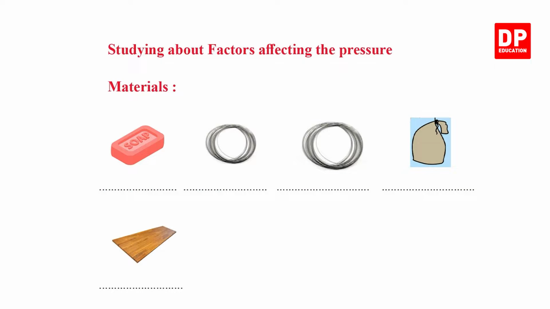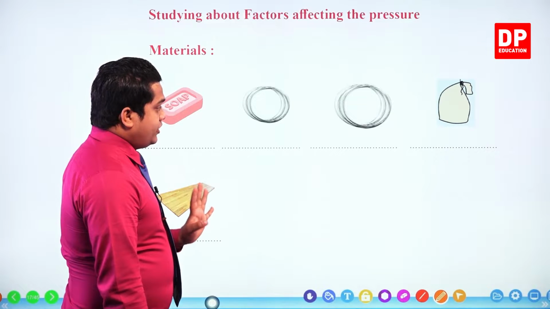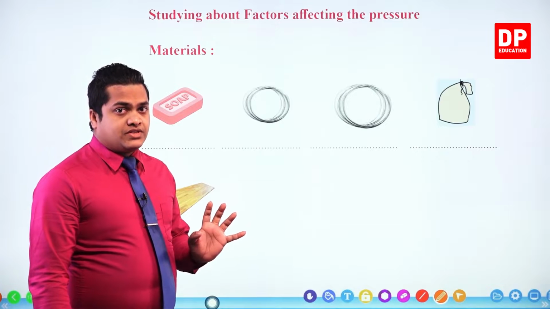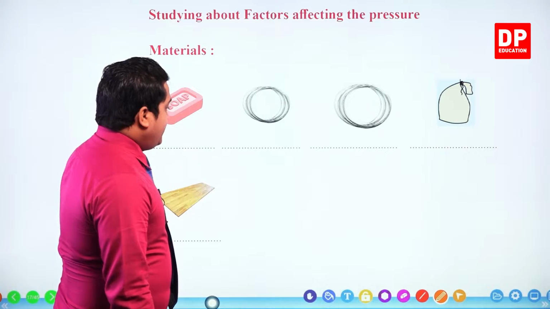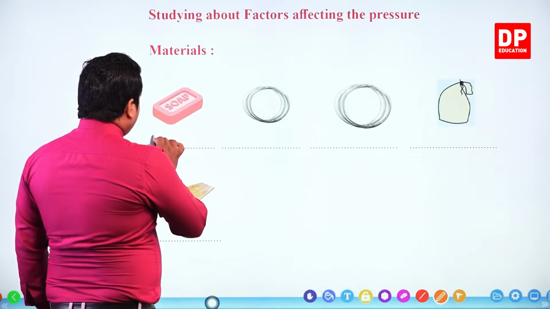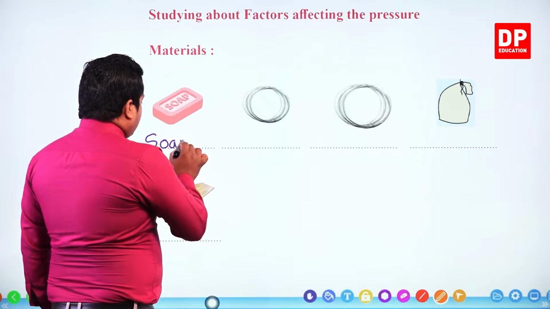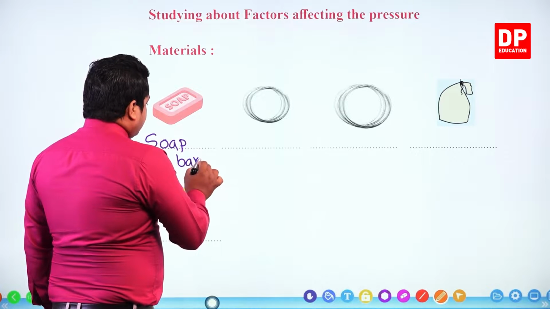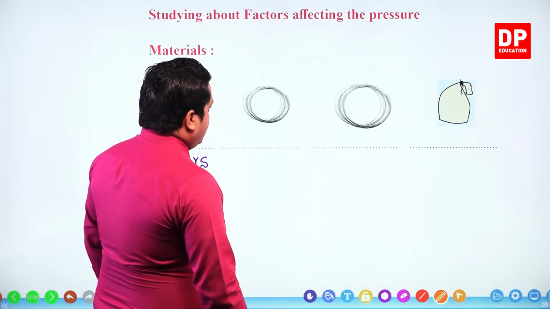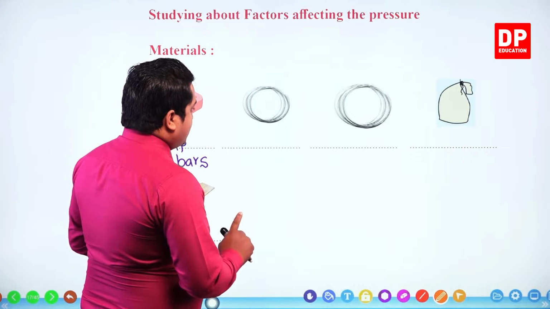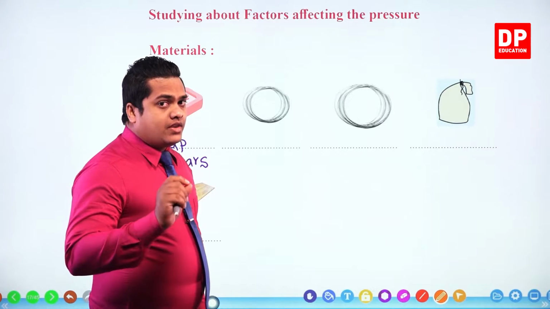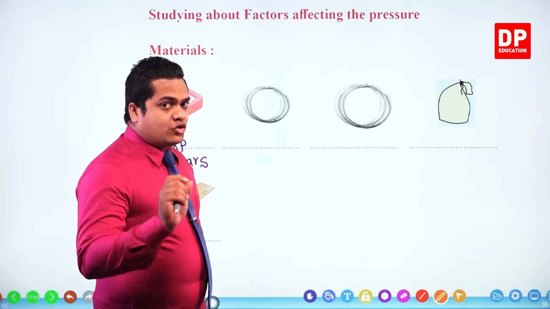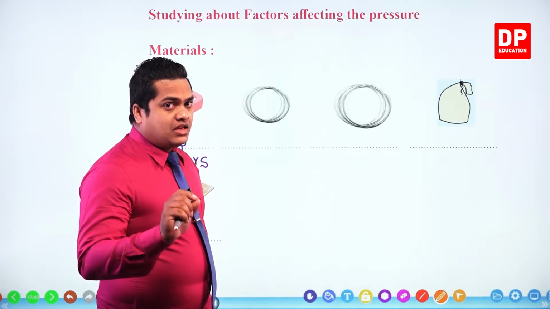Right, now we are studying the factors affecting the pressure. Under that, we are going to do a small experiment once again. This experiment is quite simple, my dear children. You'll be needing soap bars, and two wires, two strings, one thick and another thin. One should be a thick wire and the other should be a thin wire.